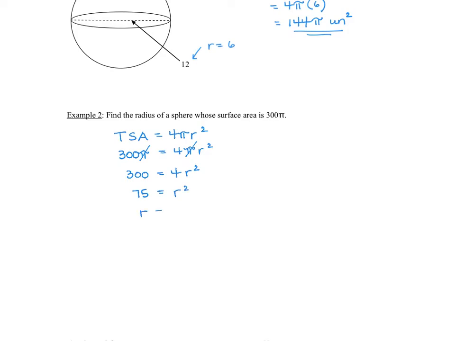And when I take the square root of both sides, I'll get the radius is equal to the square root of 75. Well, technically this is positive or negative square root of 75, but we know that the radius can't be negative. So we'll be focused on the positive square root of 75, which I can break down into rad 25 and rad 3. So the radius in exact form will be 5 rad 3 units.